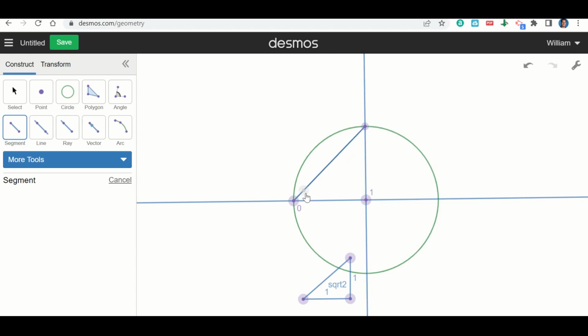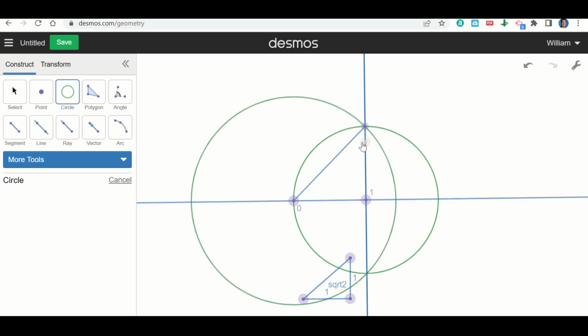Now, that's great that this is the square root of 2, but we need to bring that down to the number line. So what we're going to do is use a circle tool and go from this point to that point there, just like that. And wherever that circle now intersects, because it's still a radius of square root of 2, so this radius also is square root of 2. So wherever the circle intersects the number line should be square root of 2. So I'm going to go ahead and put a point right there. And that point right there represents square root of 2.